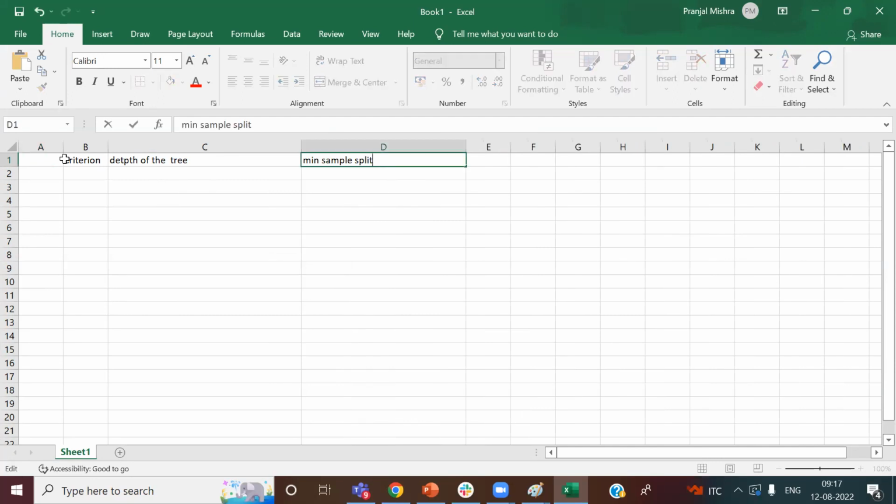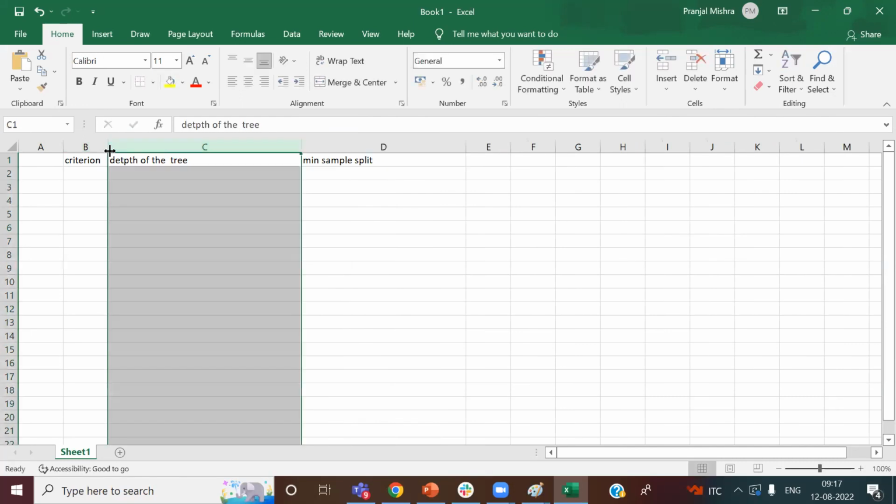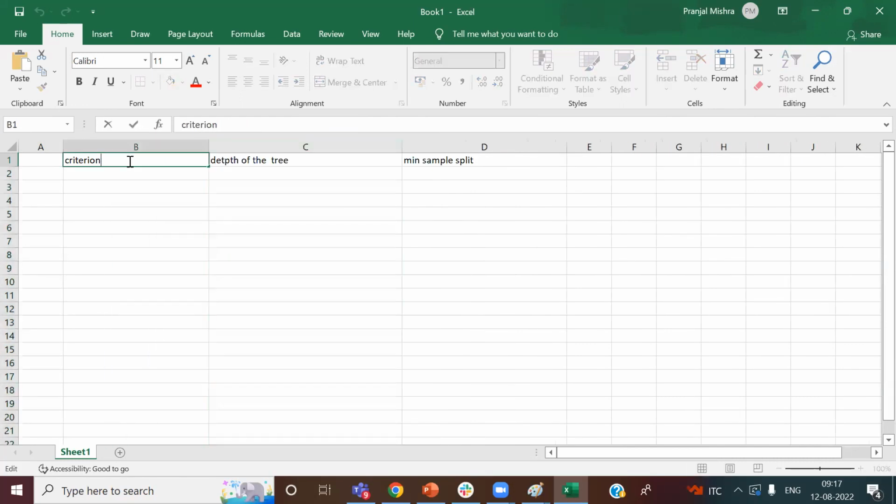So in criteria, what all things can you take? In criteria, let me say you can take Gini and entropy. Depth of the tree में मैंने कौन कौन से नंबर डाले थे? 5, 6, 7, 8. Minimum sample split में 50, 75 and 120, 150. चलो 150, ठीक है.